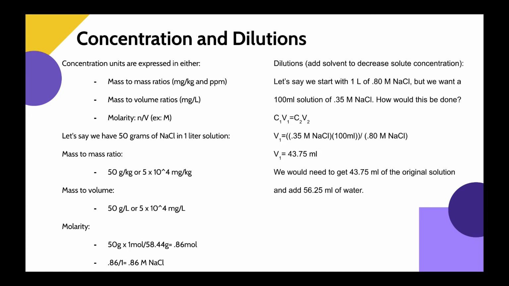So we have all the variables except for the initial volume of the solution, which is the amount of solution that we need to add to the total 100 milliliter solution to get that desired concentration. So when we plug in the numbers, being 0.35 molar sodium chloride times 100 milliliters all over 0.80 molar sodium chloride, that gives us 43.75 milliliters of the solution. So this means that we need to get 43.75 milliliters of the original sodium chloride solution and add 56.25 milliliters of water to get a 100 milliliter solution with a concentration of 0.35 molar sodium chloride.